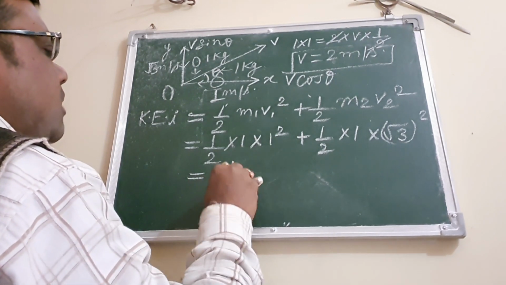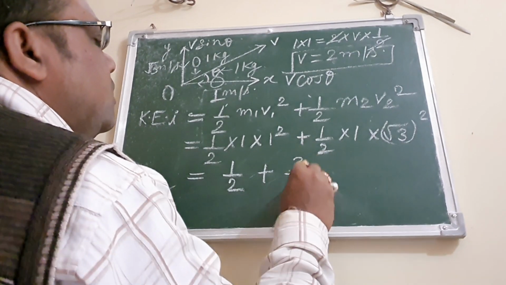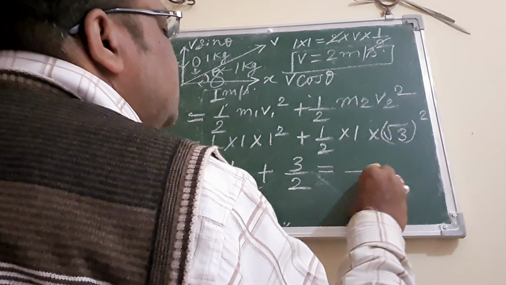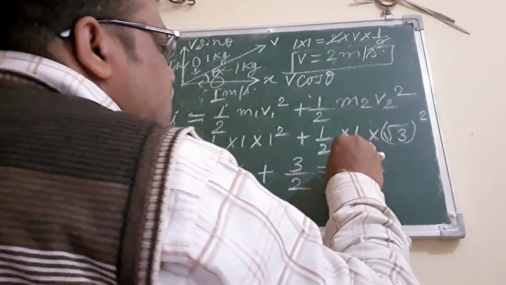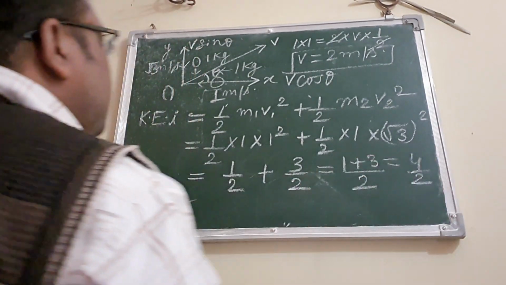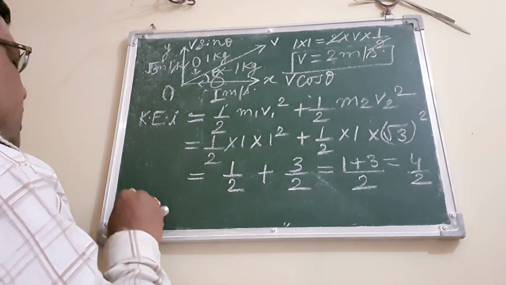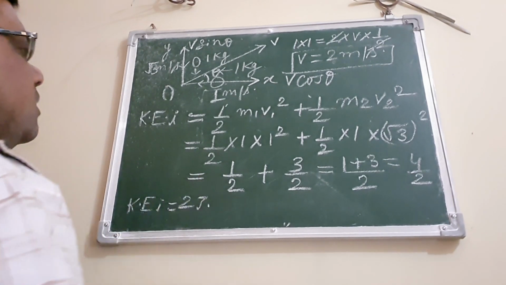So it will become half plus 3 by 2. So taking the LCM, since it's a fractional value, 2 is the LCM. So it is 1 plus 3, that becomes 4 by 2. So the initial kinetic energy is coming out to be 2 joules.